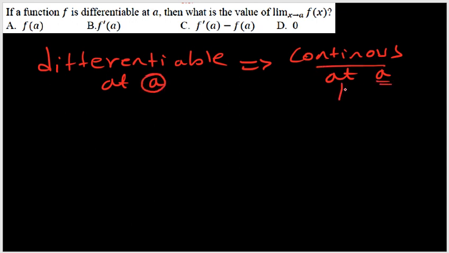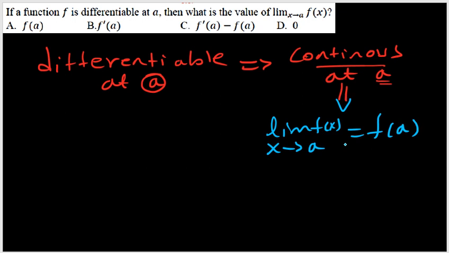Okay, if it is continuous, what precondition has to be satisfied? The limit of the given function as x approaches a has to be the same as the functional value at a. So here, what will be the limit value of this function? It's the same as the functional value, which is a.